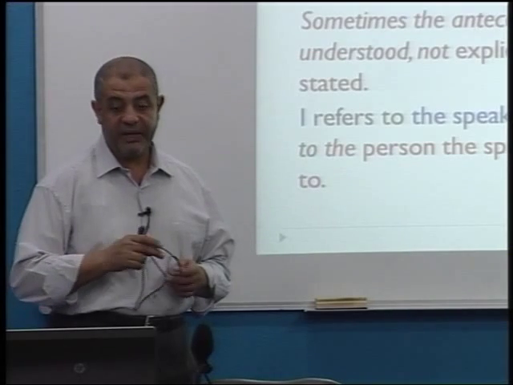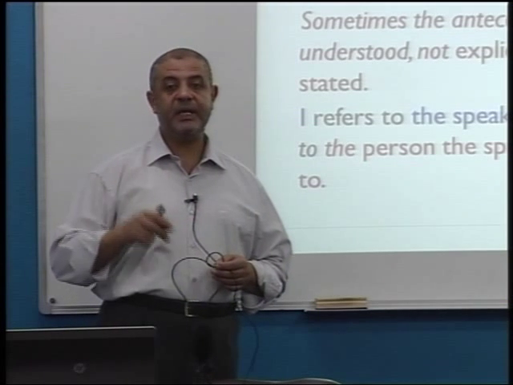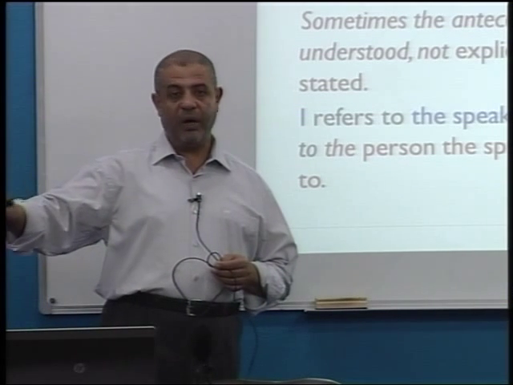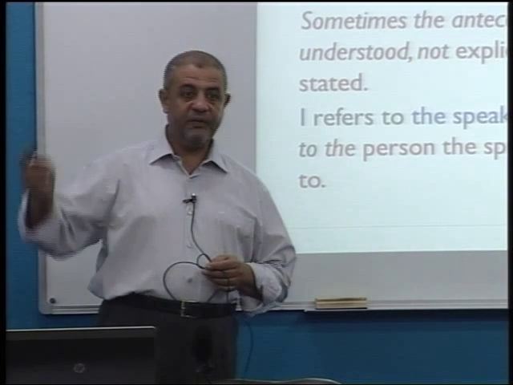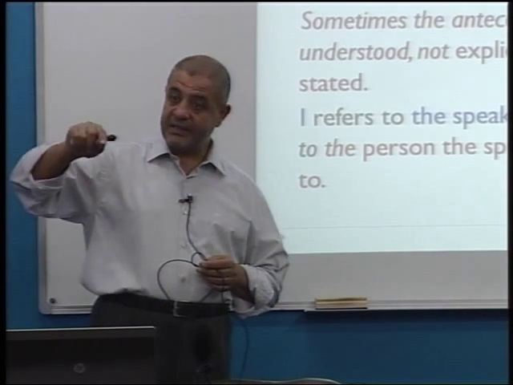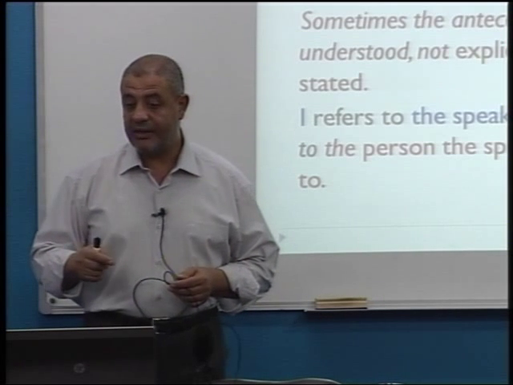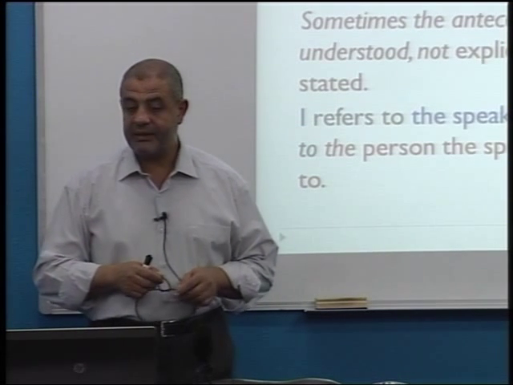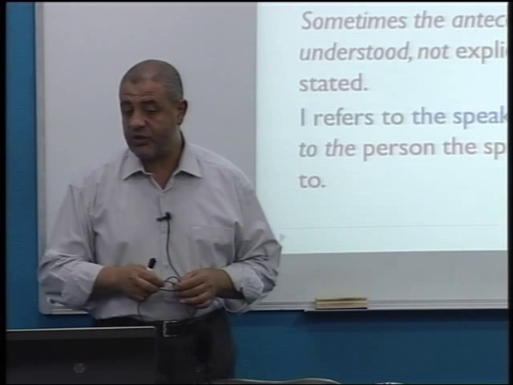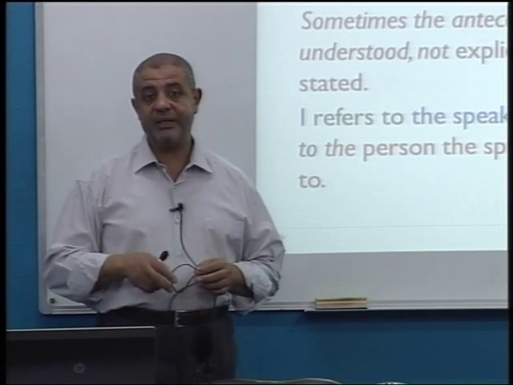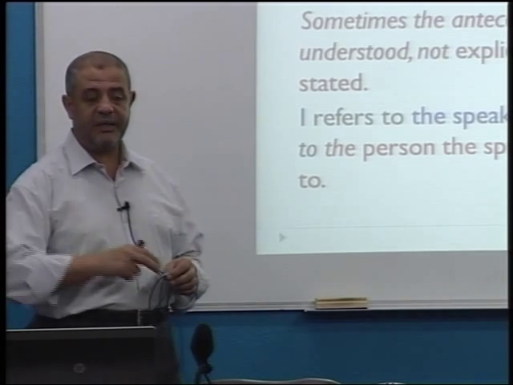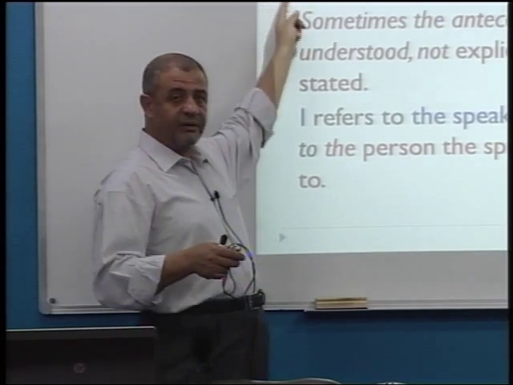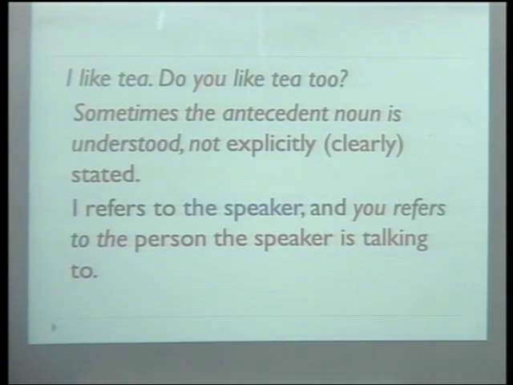Now, in the previous sentences, when I say this is a book, it is easy. For example, it refers to the book. It refers to the antecedent. The antecedent is clear, mentioned clearly. You can read it in the sentence. But now I refers to, where is the antecedent?